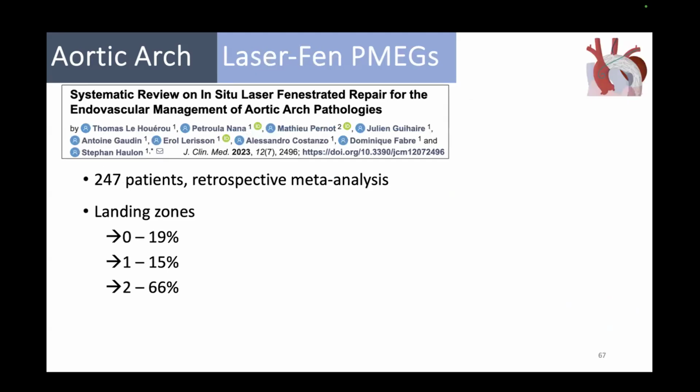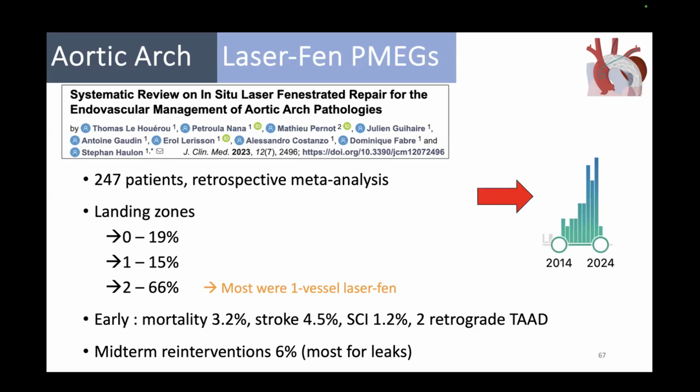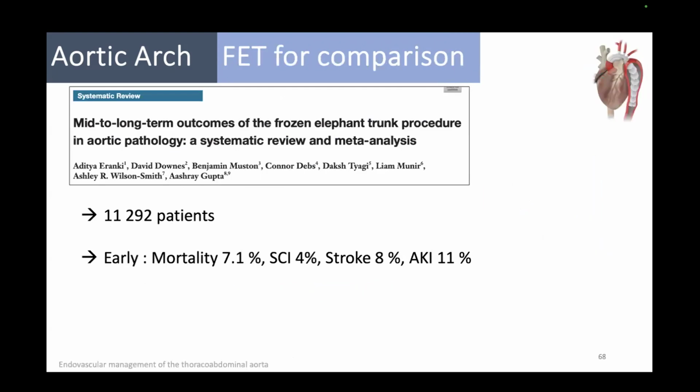Same thing with laser fenestration of the arch. The problem with the study about this that was published a few years ago, 247 patients, is that most of them, 66%, were in zone 2. So it's difficult to analyze zone 0 by itself since there are very few patients. But the early mortality was good at 3.2%, the stroke rate at 4%, spinal cord ischemia at 1%, and 2% retrograde type A dissection. So good numbers for this too. And the midterm reinterventions were only at 6% at 2 years. There's also a booming literature about this, so we'll see more in the future.